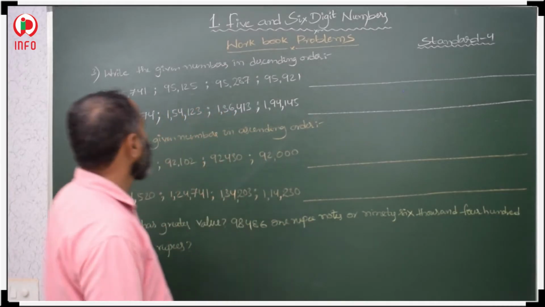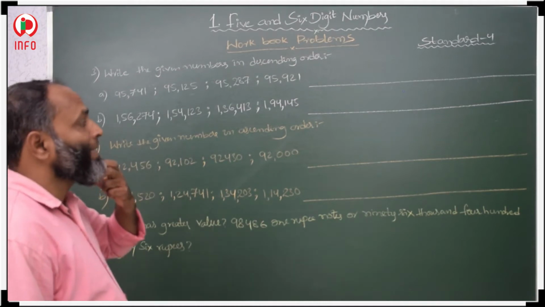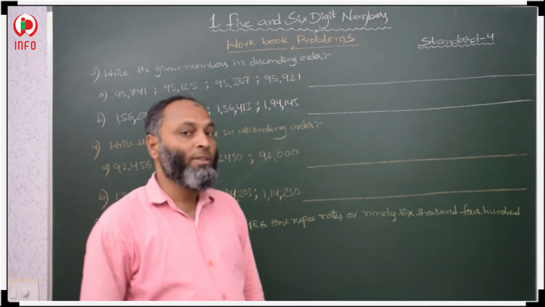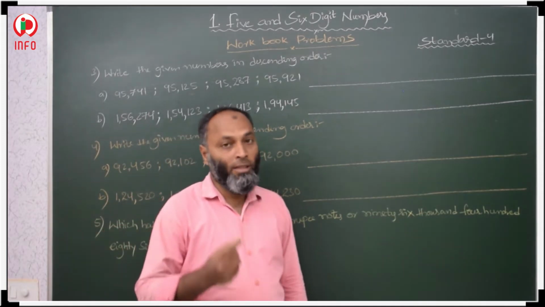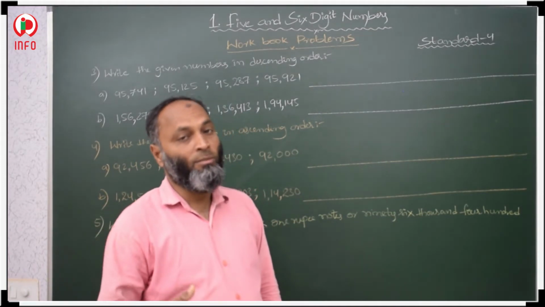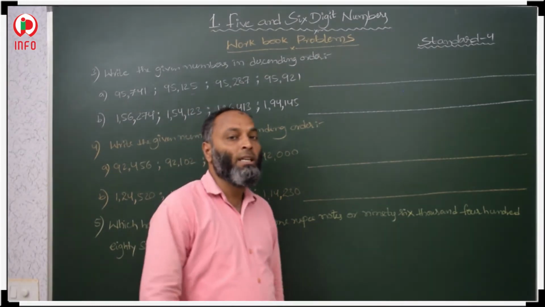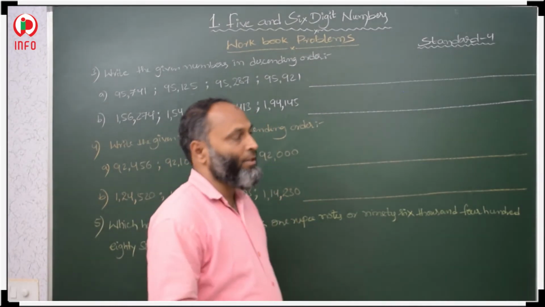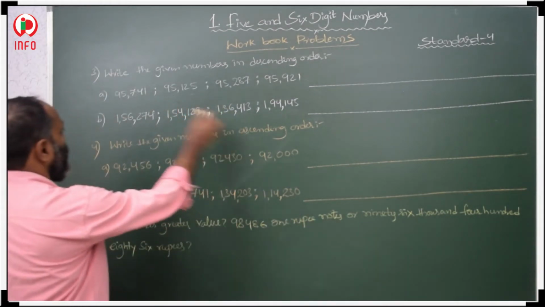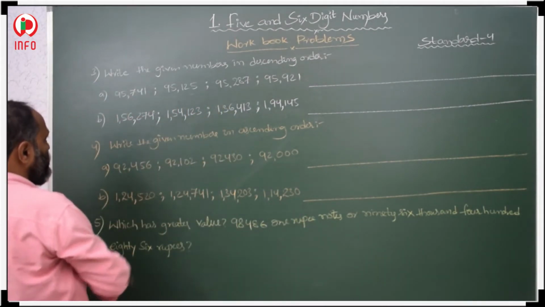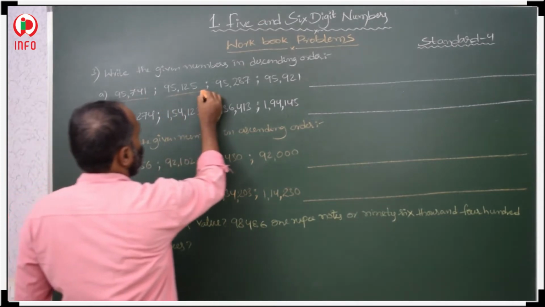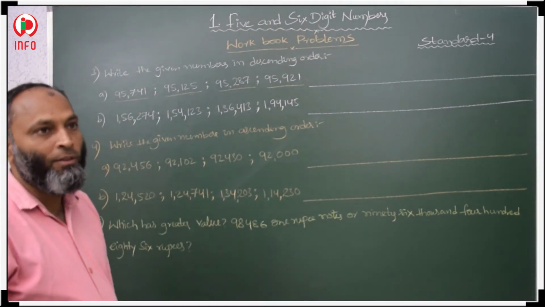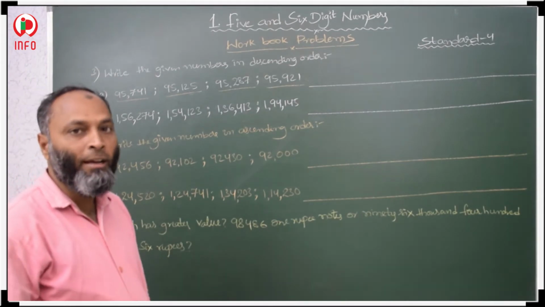Now students, write the given numbers in descending order. Descending order means decreasing order. Decreasing means first we have to take a bigger number, then smaller than that, and then the smallest one. So in descending order we have to take the bigger one first. Here, how many numerals are given? 1, 2, 3, 4. In these 4 numerals we have to decide which one is bigger.